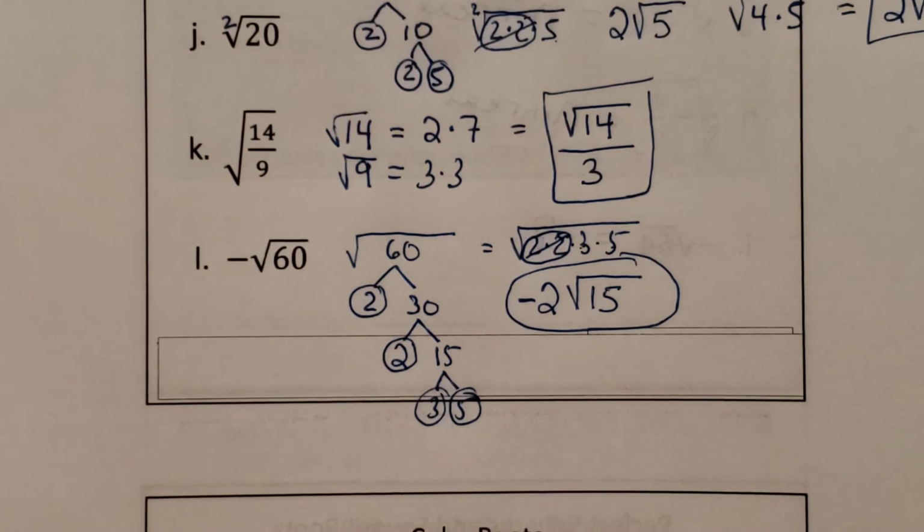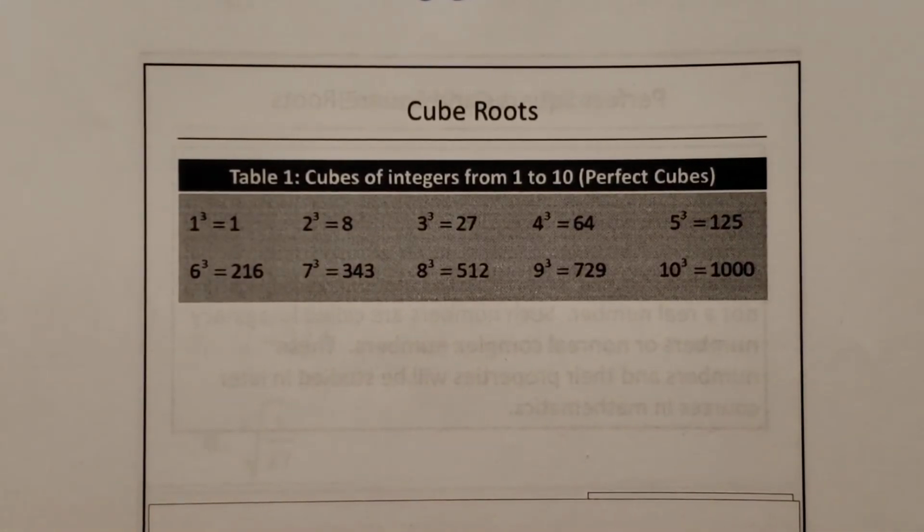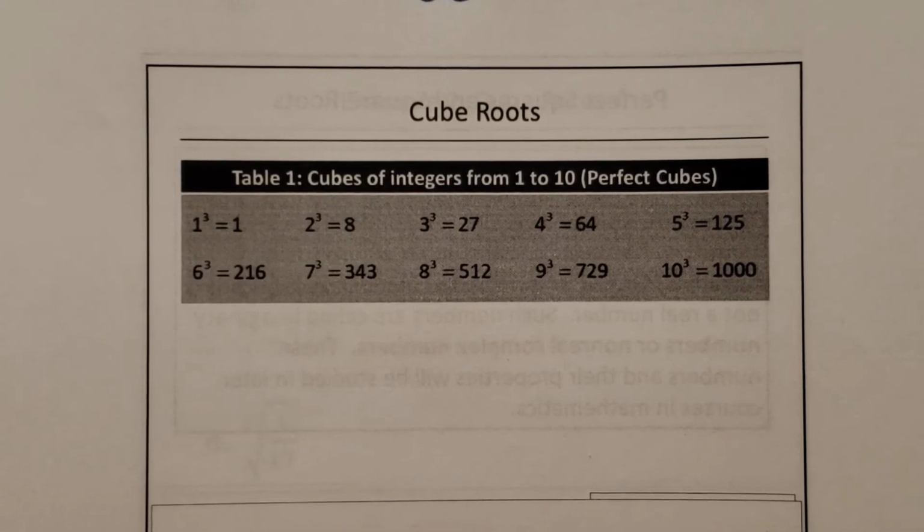Okay? Now, also on your paper, I included the list, the first 10 perfect cubes. So 1 is a perfect cube and a perfect square. 8 is, because 2 times 2 times 2 is 8. The next perfect cube is 27. The cube root of 27 is 3, because 3 times 3 times 3 is 27. So on and so forth.